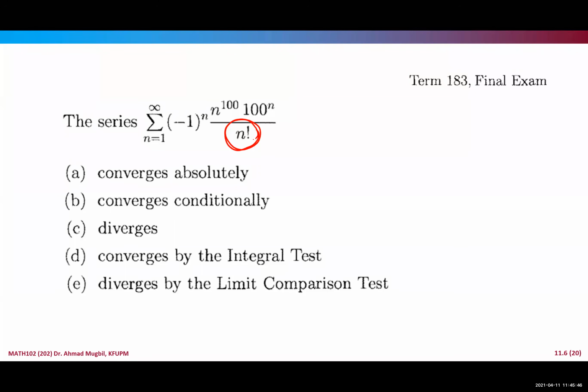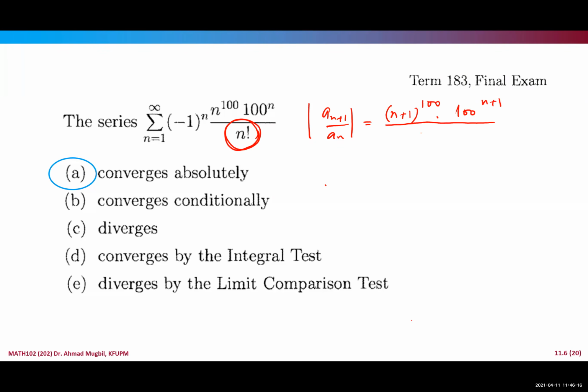So according to the ratio test, of course you will take the absolute value. So the absolute value of a_{n+1} over a_n will be equal to what? (n+1)^100 multiplied by 100^(n+1) over (n+1) factorial. Please, Shabab, continue solving.